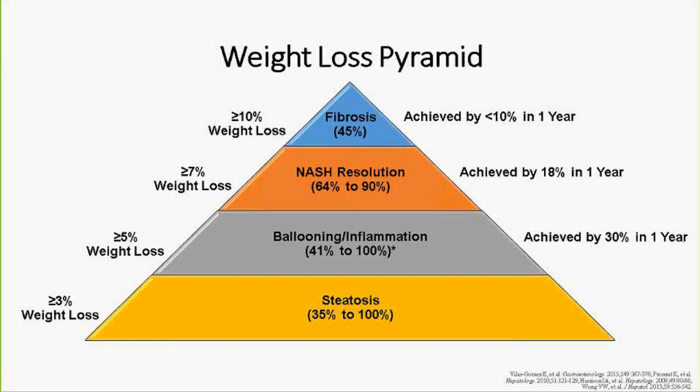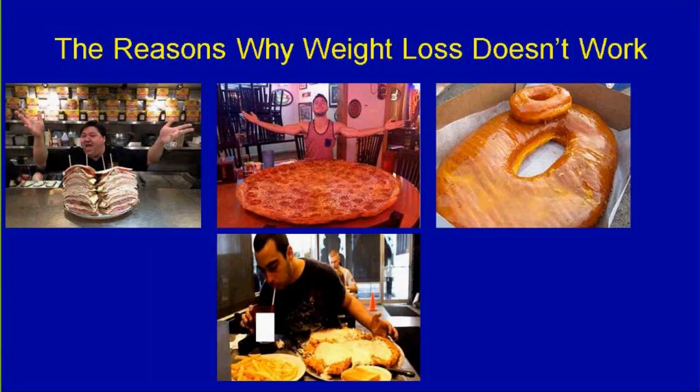So we're not talking improvement. We're talking complete reversal of the disease, theoretically, with 7 to 10% body weight loss. On the bad side, 30% get 5%, 18% get 7%, less than 10% will ever achieve that greater than 10%. So the point is we work on it. We think about getting them into dietitians, et cetera, easier said than done.